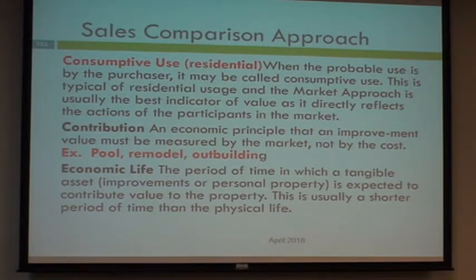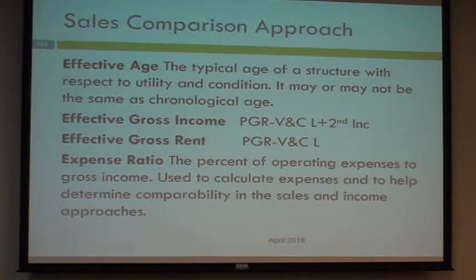So contribution could be a pool, could be a remodel, could be some type of outbuilding structure. How about economic life? That's the period of time in which the tangible asset is expected to contribute value to the property. This is usually a shorter period of time than its physical life. So the physical life is how long what is built will last, and economic life is how much is left, as part of it's been used up for the time it was built. Effective age.